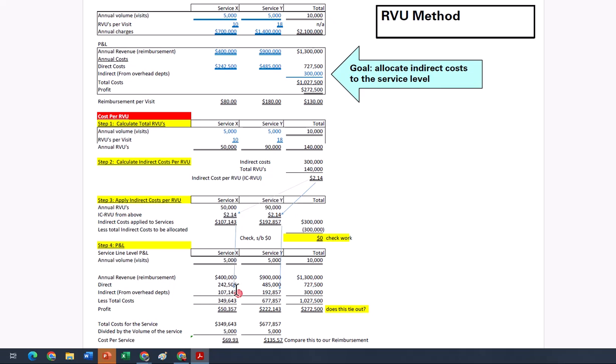We bring them down to our P&L. We compute our P&L. We take our cost divided by 5,000. We get a 69.93 cost for X, 135.57 for Y. Again, we compare it to our reimbursement.